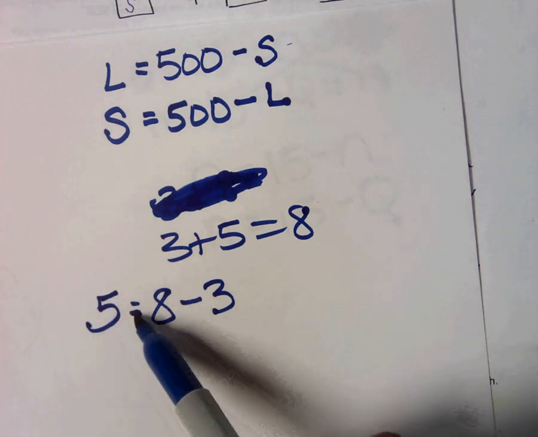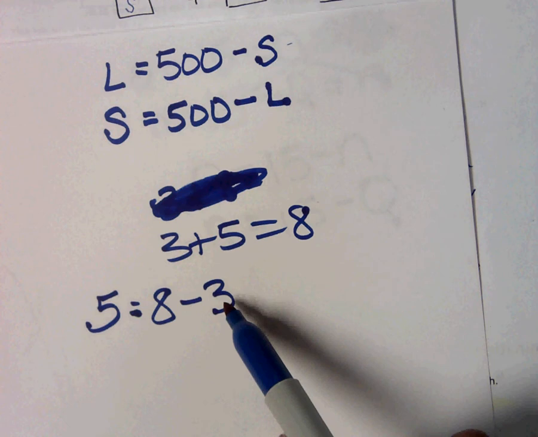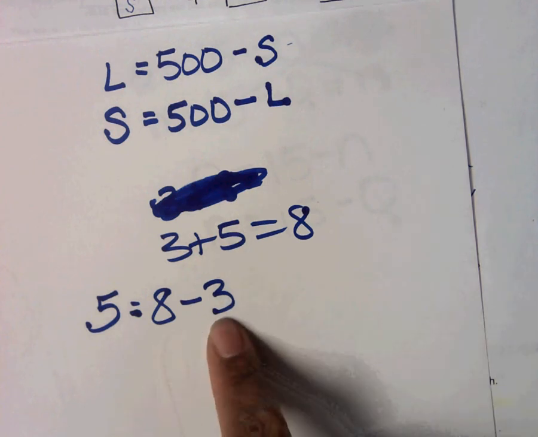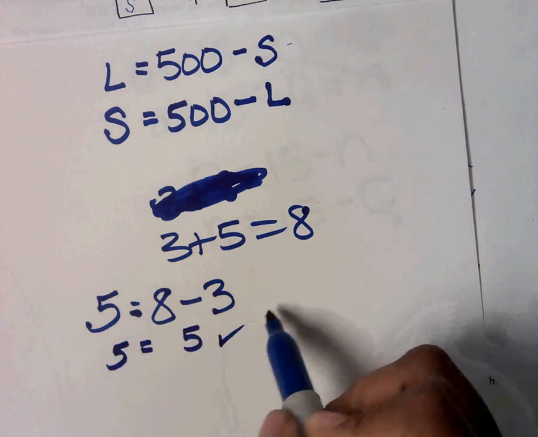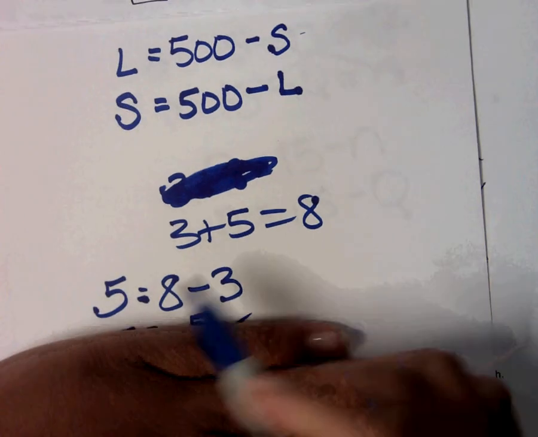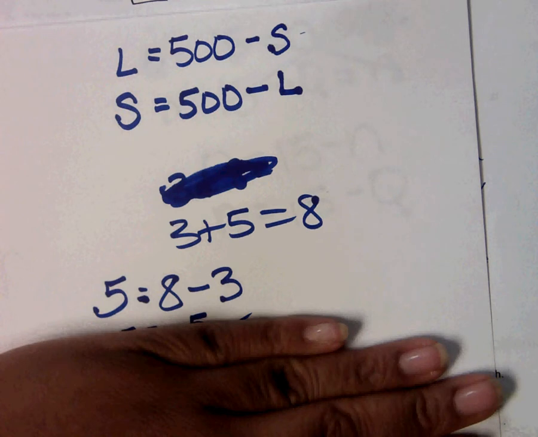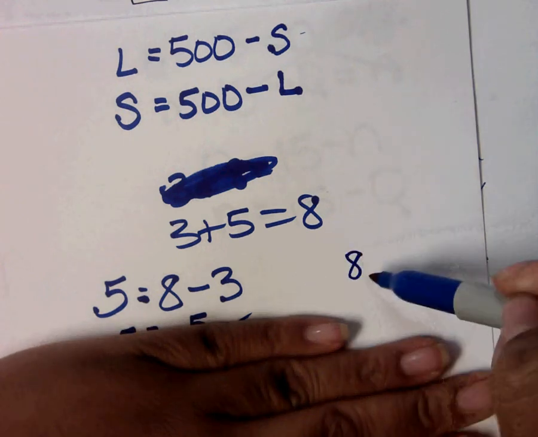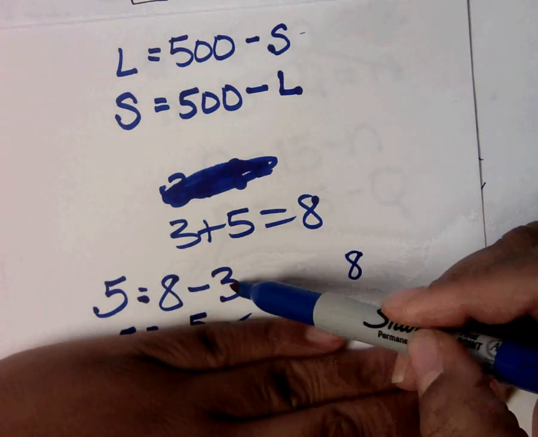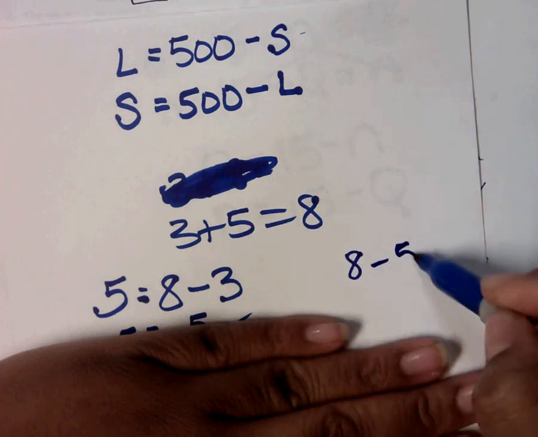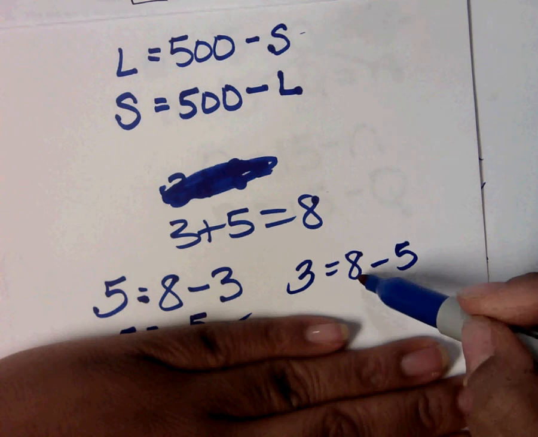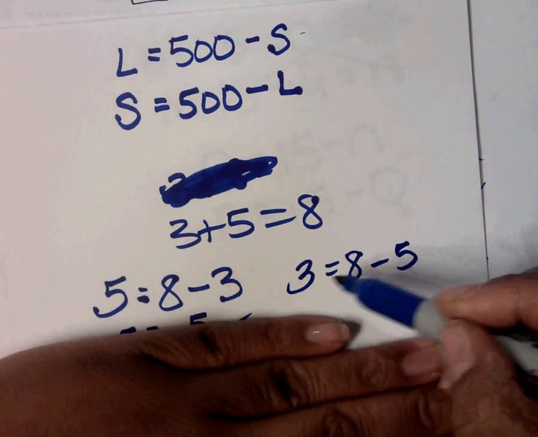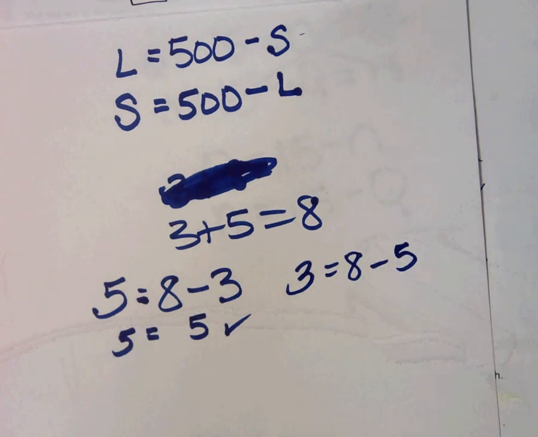Does 5 equal 8 minus 3? Yes. What is 8 minus 3? 5. Does 5 equal 5? Yes. Therefore, this is a true statement. Now let's take that same 8, and instead of subtracting 3, let's subtract 5. Without even thinking, I can write 3. 8 minus 5, what is it? It is 3. Same thing. Yes, they are going to try and confuse you.